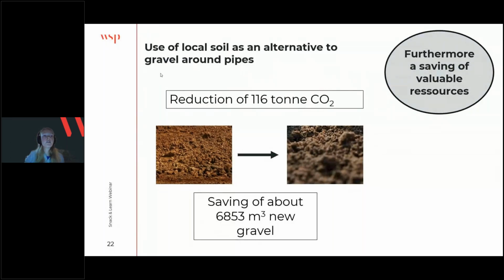Then you could also look into the local soil that you are excavating. Of course, you have to do some tests on this soil beforehand, but we advised them to look into whether they could use this soil as an alternative to gravel around pipes. This saved 160 tons of CO2, and it saved almost 7,000 cubic meters of new gravel. Gravel is a valuable resource, and we need to think of ways to reuse as much as possible.